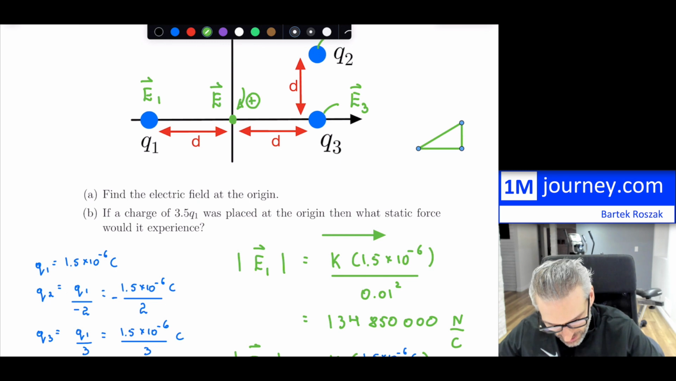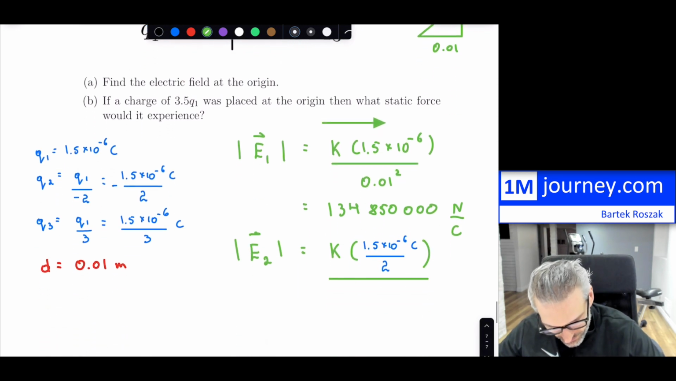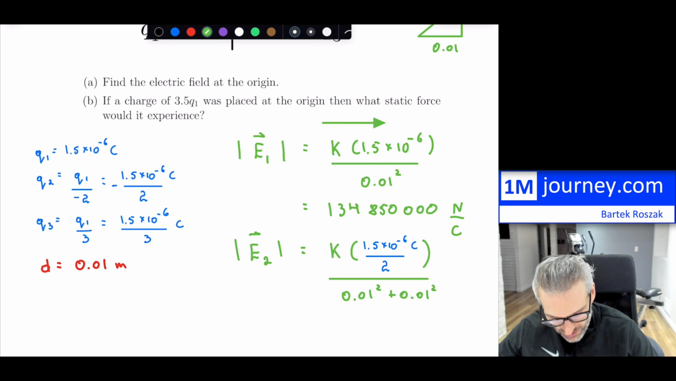Just a reminder, we have a triangle, except this triangle is at 45 degrees. This is 0.01, and so is this. To find the distance, we use the Pythagorean theorem: 0.01 squared plus 0.01 squared, then taking the square root and squaring it, which means the root will be gone. So this is what our result will be.